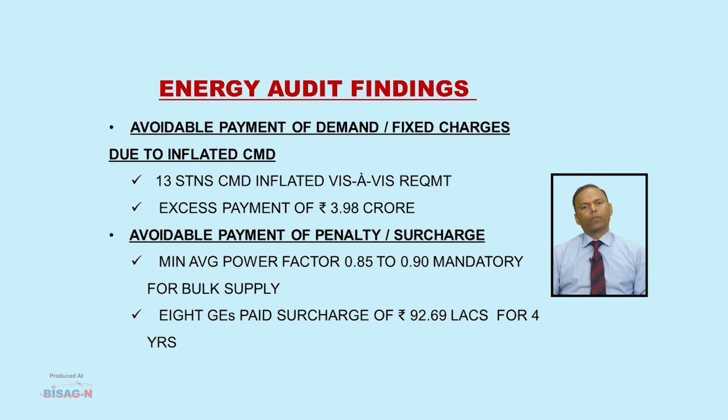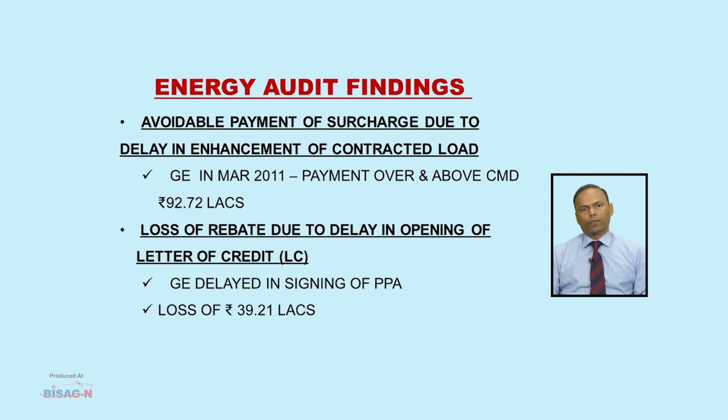Avoidable payment in terms of penalty or surcharge. Minimum average power factor of around 0.85 to 0.9 is mandatory for the bulk supply. We found that around 8 Gs paid a surcharge of 90.69 lakhs for 4 years. Now, coming to the surcharge due to enhancement of the contracted load, one of the Gs has made payment over and above CMD, that is 92.72 lakhs.